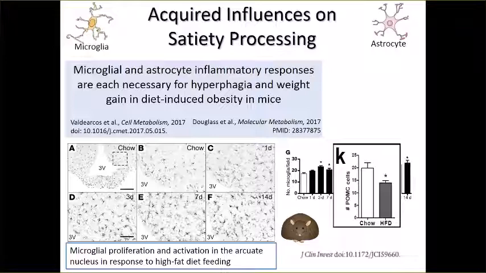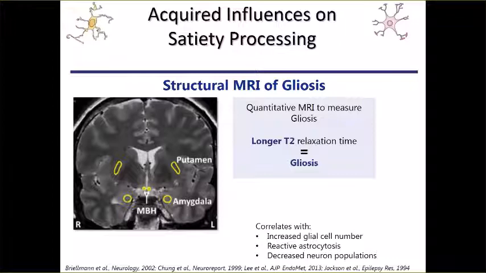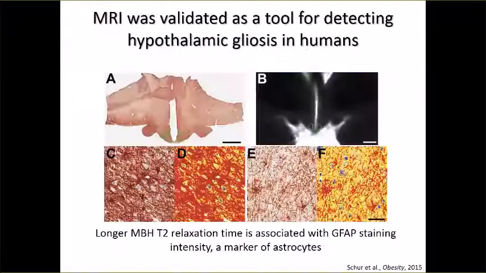We've been particularly interested in understanding whether this process is occurring in humans, and we are fortunate to have a method of studying this, which is actually structural MRI. Structural MRI is what you're used to seeing in clinical neuroradiology, where you're determining the tissue characteristics based on the degree of brightness or darkness. We use a quantitative method where we actually measure that degree of brightness in something called the T2 relaxation time. And we've demonstrated in rodents that this correlates with astrocyte responses. And we also did a postmortem study in humans to do the same.